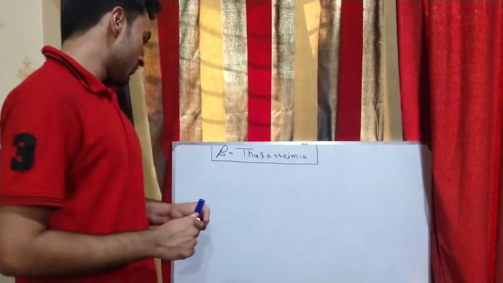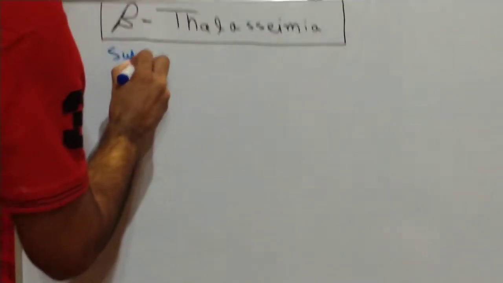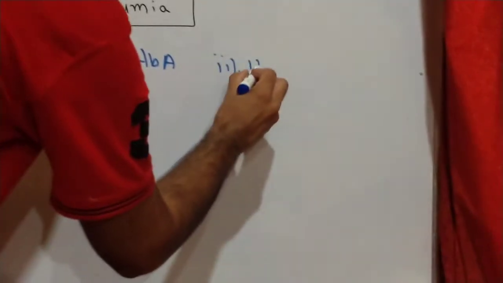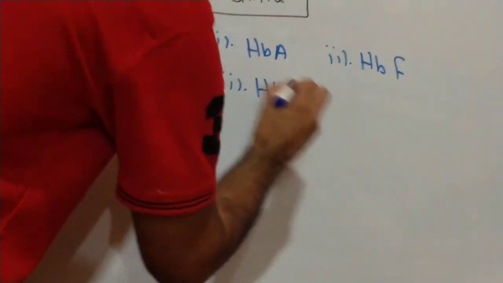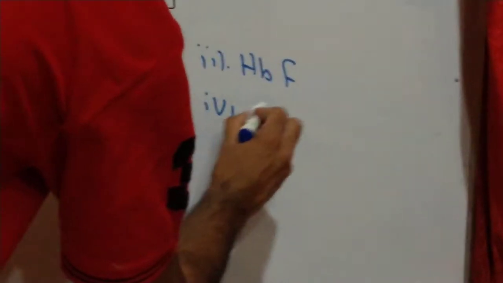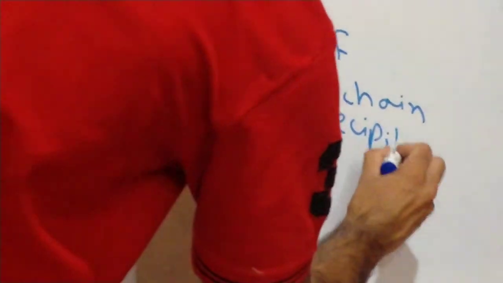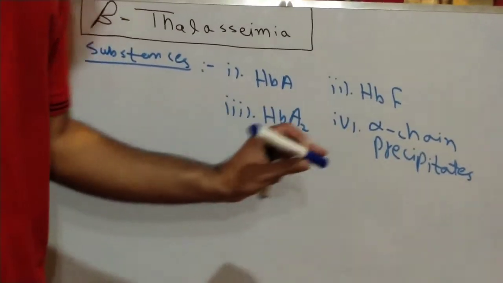Now furthermore, adding more information to it, substances get accumulated during the disease known as the beta thalassemia. Now what are those substances? Number 1, HbA. Number 2, HbF. Number 3, HbA2, which is also known as the adult hemoglobin. And number 4, alpha chain precipitates. So during the beta thalassemia, normal hemoglobin, fetal hemoglobin, adult hemoglobin and alpha chain precipitates get accumulated.